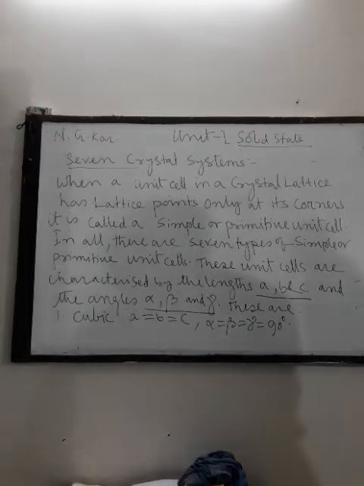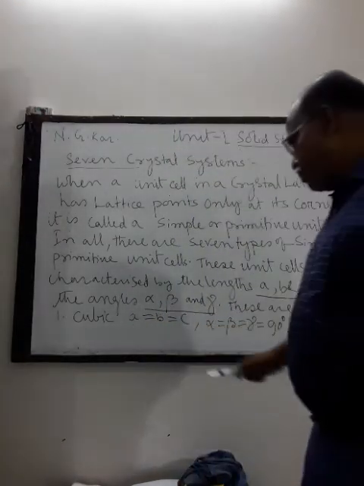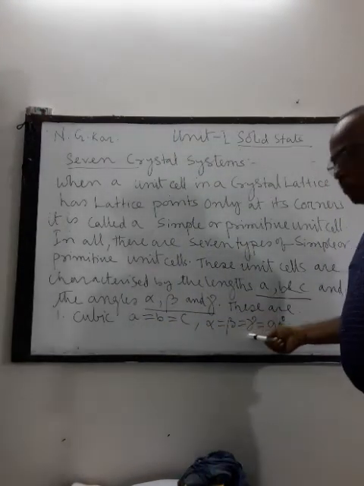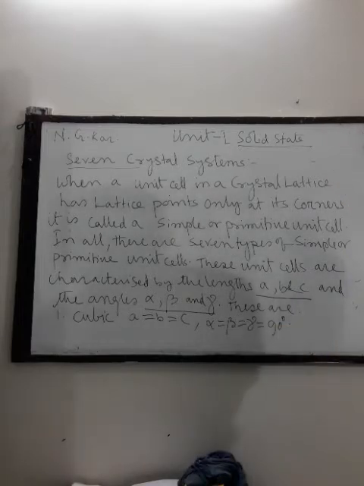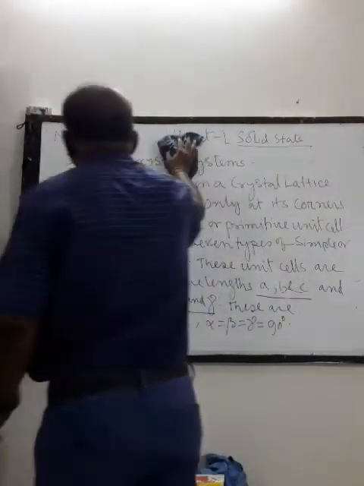So the first one is the cubic unit cell, where the three sides are the same and the three angles are the same and equal to 90 degrees. So what is a cubic unit cell?